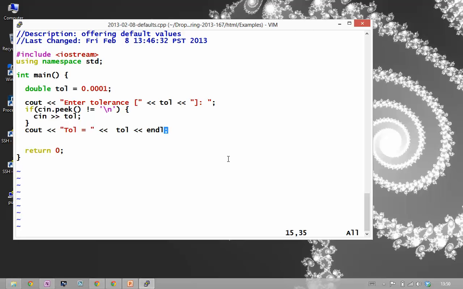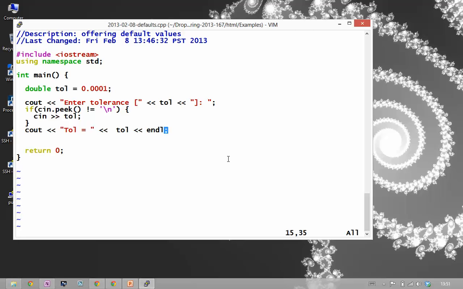If you punch in a number and hit enter, peek is going to look out there and see that the next character coming in is not an enter key. Therefore there's a number there, and I'm going to read it in. On the other hand, if I just hit enter, the next character coming in is the enter character, which in C++ is \n. If it sees a \n out there, this is false. It skips this and just keeps the old value of tolerance. Really simple. What's new here is the peek thing.